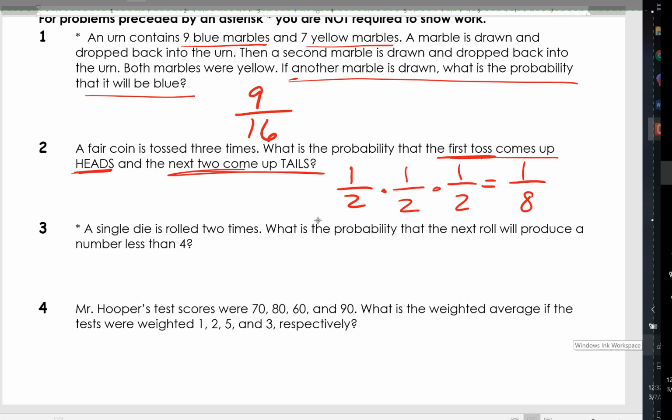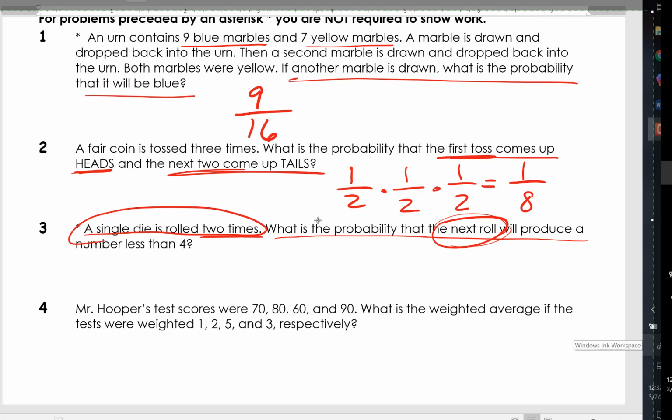All right, a single die is rolled 2 times. What is the probability that the next roll will produce a number less than 4? Again, it doesn't matter that you rolled it 2 times before. You haven't changed the die. You haven't done anything to it. All they want to know is, what is the probability that the next roll will be a number less than 4? So the first 2 rolls have nothing to do with this question, because all they're asking you is, what's the probability that the next roll is going to be less than 4?